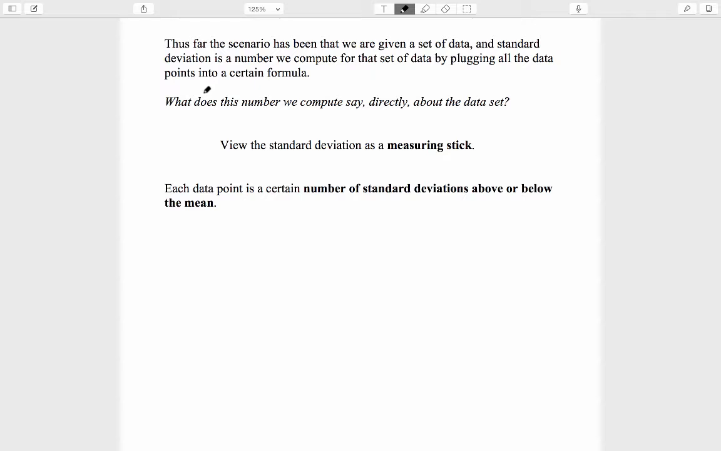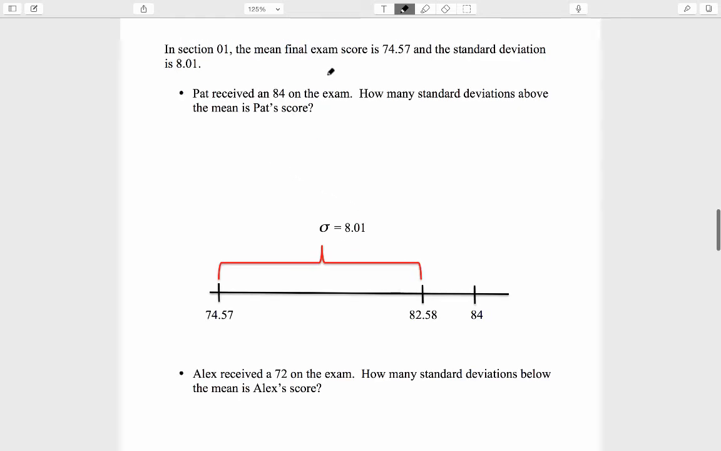What's much more interesting is what we can do with this number. We can ask, what does this number we compute say directly about the dataset? The idea is to view the standard deviation as a measuring stick. In particular, each data point is a certain number of standard deviations above or below the mean. For example, in section 1, the mean final exam score, the population mean, is 74.57, and the standard deviation, the population standard deviation, is 8.01. Now, Pat received an 84 on the exam. We can ask, how many standard deviations above the mean is Pat's score?